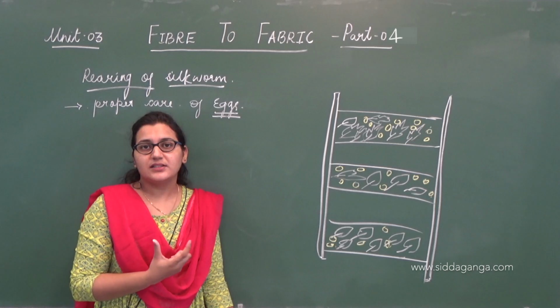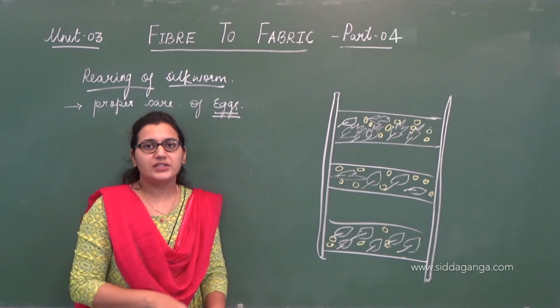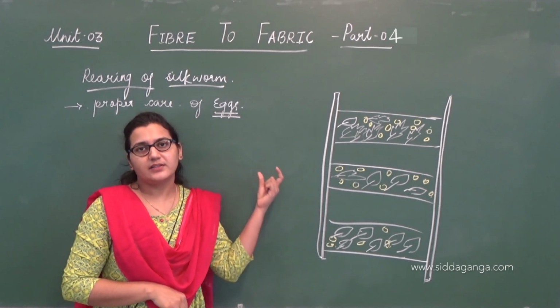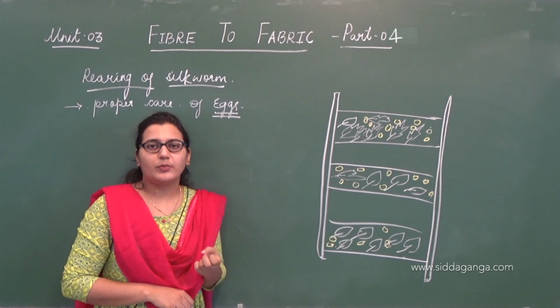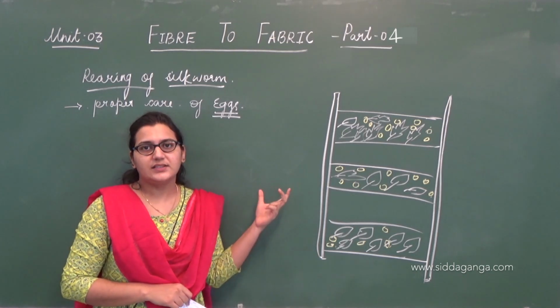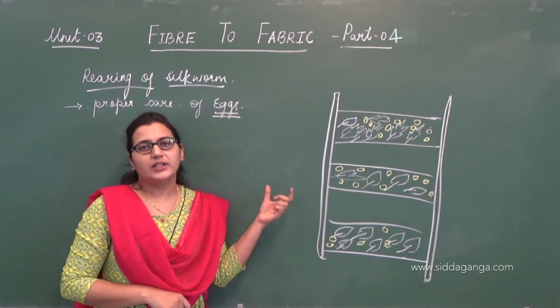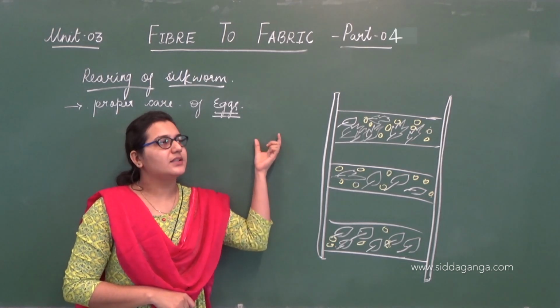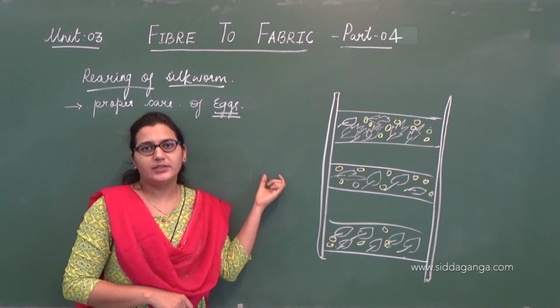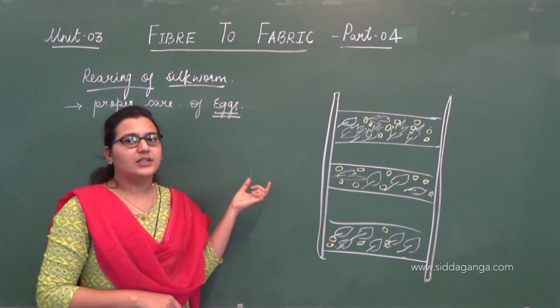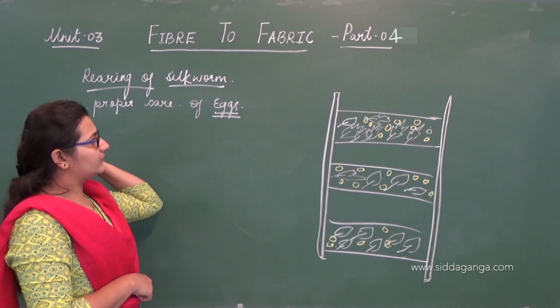There are diseases, viruses and microorganisms which affect these worms and eggs, so hygiene should be properly maintained. If they get diseased, it affects the yield in the end. So we have to take care of them properly. The eggs are the ones from which the life cycle begins, right? So we have to take care of these eggs properly.